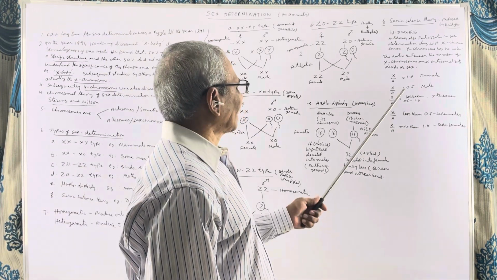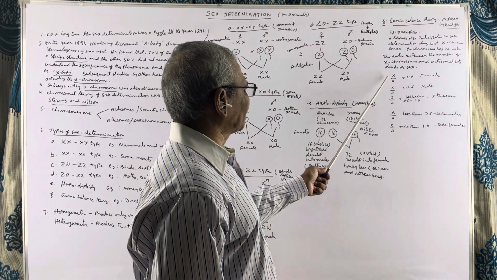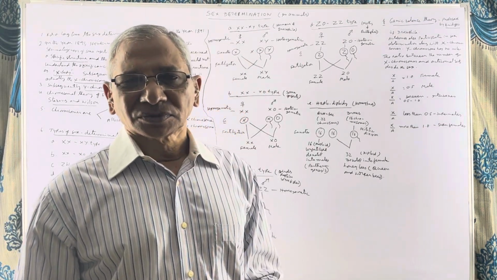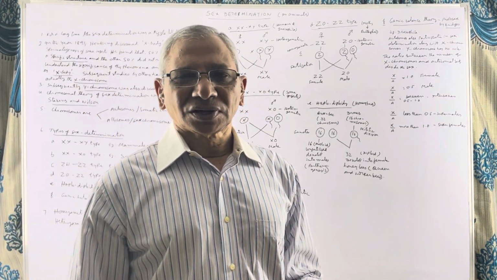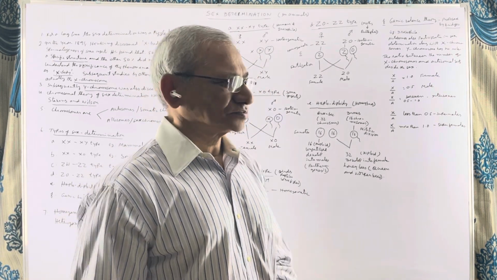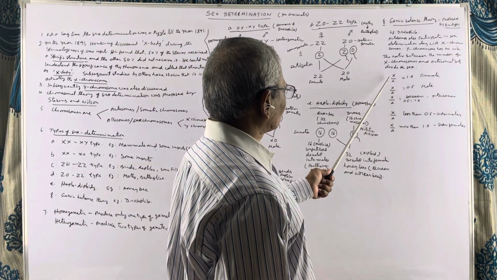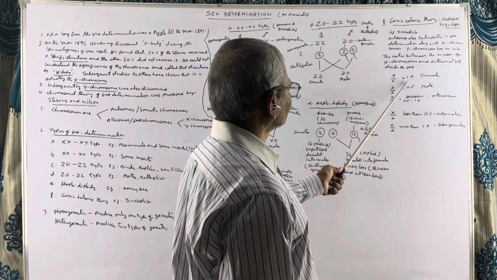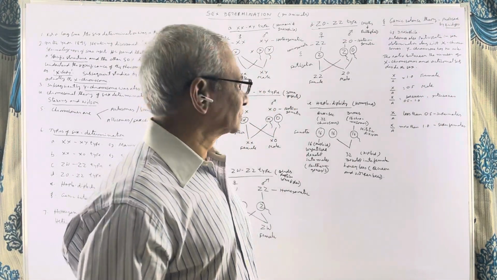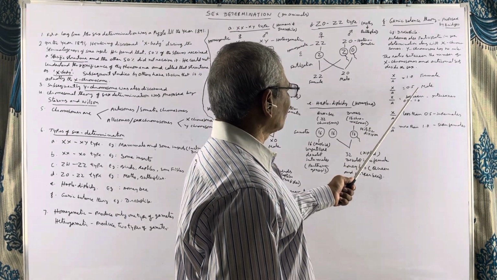So, according to Bridges, in Drosophila, both autosomes and X chromosomes participate in sex determination. Here, autosomal sets are considered. A means autosomal set. X means X chromosome. Here, the ratio between the number of X chromosomes and the number of autosomal sets is important. So, if the ratio between the number of X chromosomes and autosomal sets is 1, that zygote develops into a female. If the ratio is 0.5, it develops into a male.